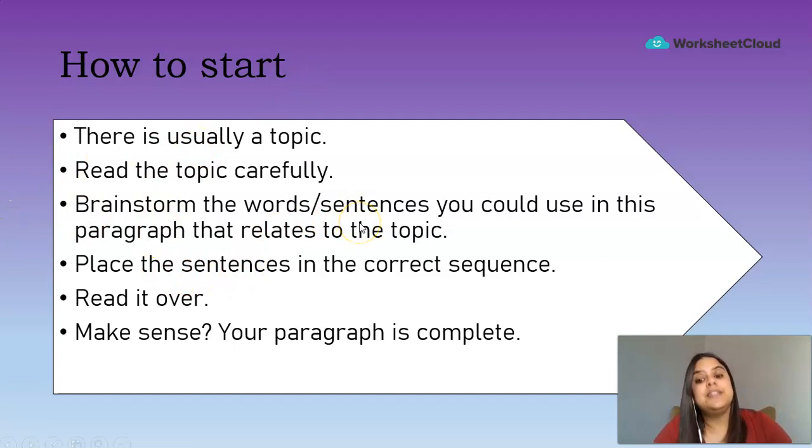Brainstorm the words or sentences you could use in the paragraph that relates to the topic. So the first thing we do is not start writing, quick, start writing. No. We take it a step back. We put our page down and we think, okay, this is my topic. Let me write down all the ideas that come to my mind when I think of this topic. And then place the sentences in the correct sequence.